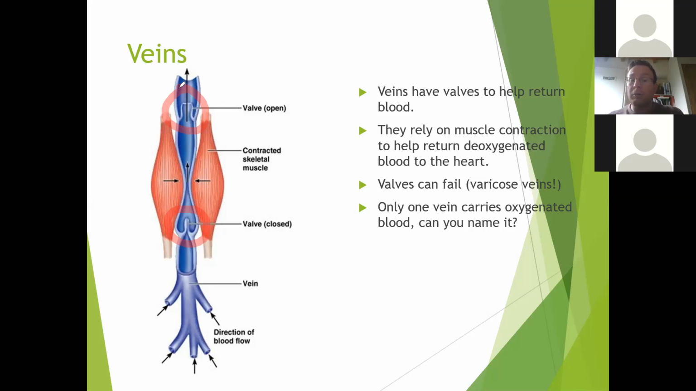It is possible for those valves to fail. So if they fail and get obliterated, then you can get big blobs of blood building up and the vein can widen. You may have heard the term varicose veins. It's exactly that. It's the valves failing and the size of the vein increasing and becoming sort of stretched and inflamed.